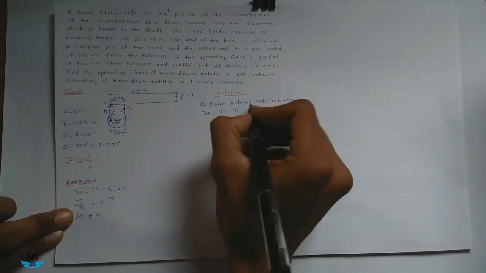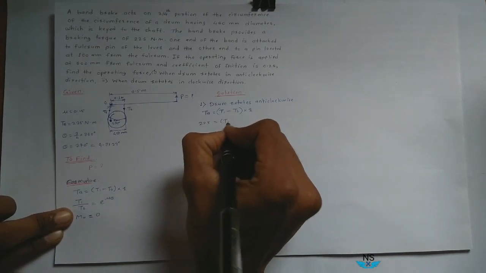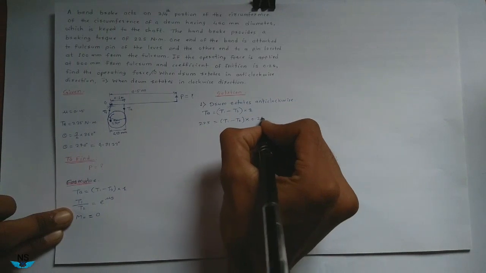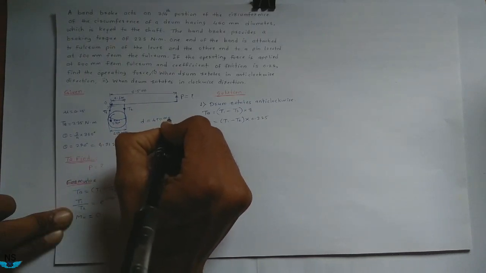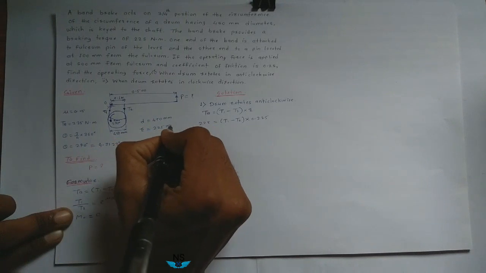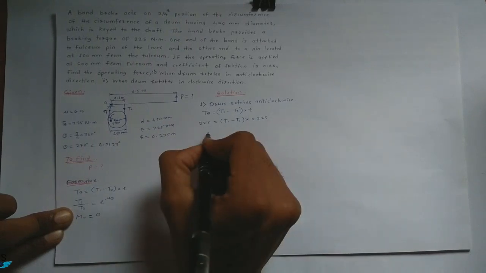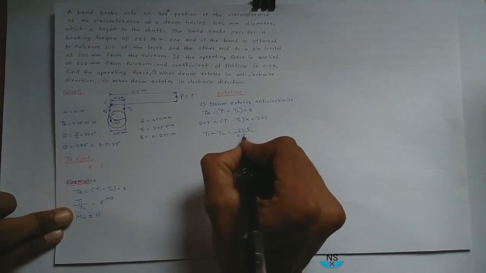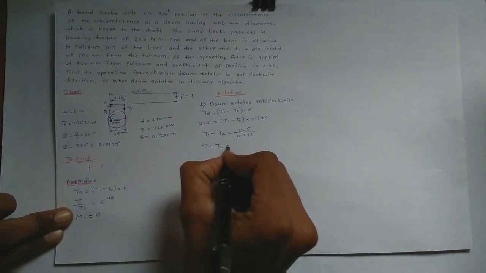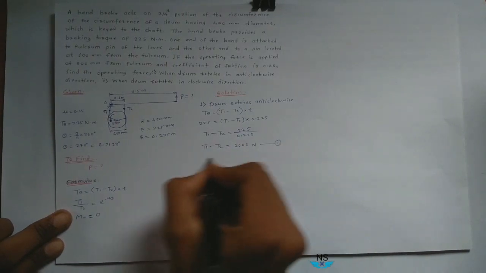TB is equal to T1 minus T2 into R. TB we know is 225, equal to T1 minus T2 into R, 0.225. The drum diameter we know is 450 mm, so radius is 225 mm, that is 0.225 meter. So T1 minus T2 is equal to 225 divided by 0.225, which is 1000 Newton. This is the first equation.